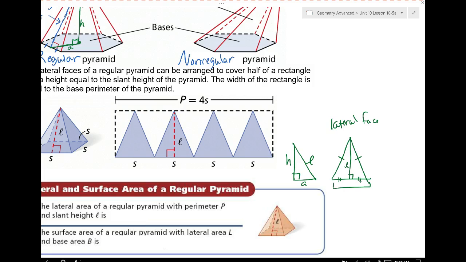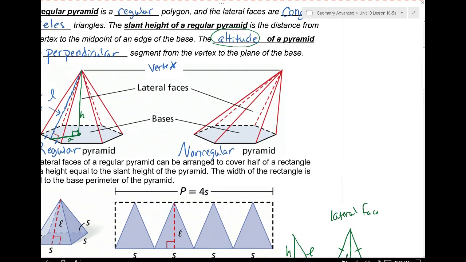Unfortunately, for non-regular pyramids, the altitude isn't quite so nice. So I'm going to move back up here. The altitude, again, has to come from the vertex and has to go straight down. Notice if this one goes about straight down, it's a little bit on the outside. So the altitudes for non-regular could be inside, could be outside. It just matters how they're looking at it. But remember, a non-regular pyramid is a little offset when you're looking at it. So keep those types of things in line.